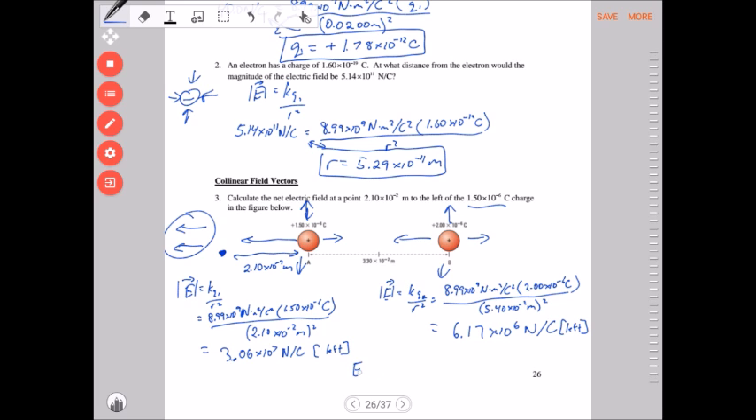So then the net electric field, net or resultant. We know that they're both going left, so we just add them. So 3.06 times 10 to the 7 newtons per coulomb plus 6.17 times 10 to the 6 newtons per coulomb. When we add those together, we end up with 3.67 times 10 to the 7 newtons per coulomb left. And that is our final answer. Perfect.